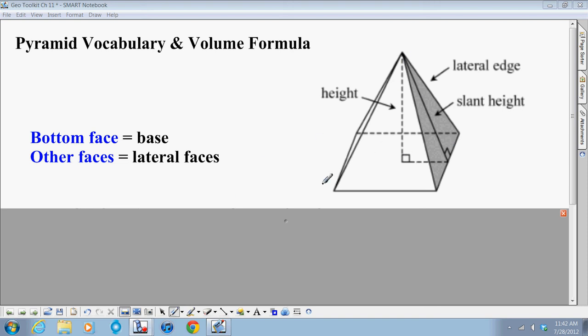We have 5 faces altogether. The bottom face is the base, that's the square down here. And we have other faces, and those are called lateral faces. So like I said, make sure this gets into your toolkit, and I'll give you a minute to do that.